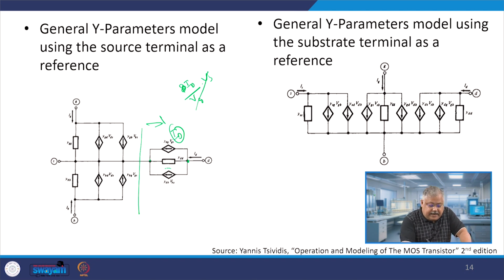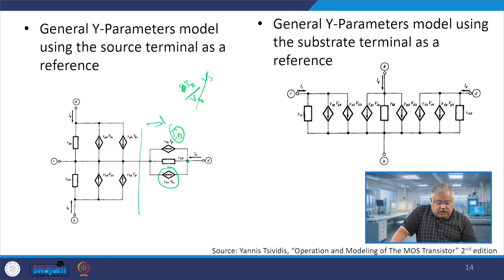Similarly, look at YDB VBS. This is the current contribution because of the bulk. And we have YDD, which is del ID by del VD, giving you the admittance parameter between source and drain. So, these three are all in parallel, and they are additive in nature.